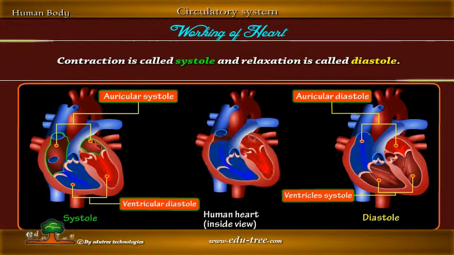When the auricles contract, the blood is pushed into the ventricles through the bicuspid and tricuspid valves. This is called auricular systole. Since the blood is now present in the ventricles, it leads to ventricular relaxation, which is called ventricular diastole. Let's discuss the cardiac cycle in detail.